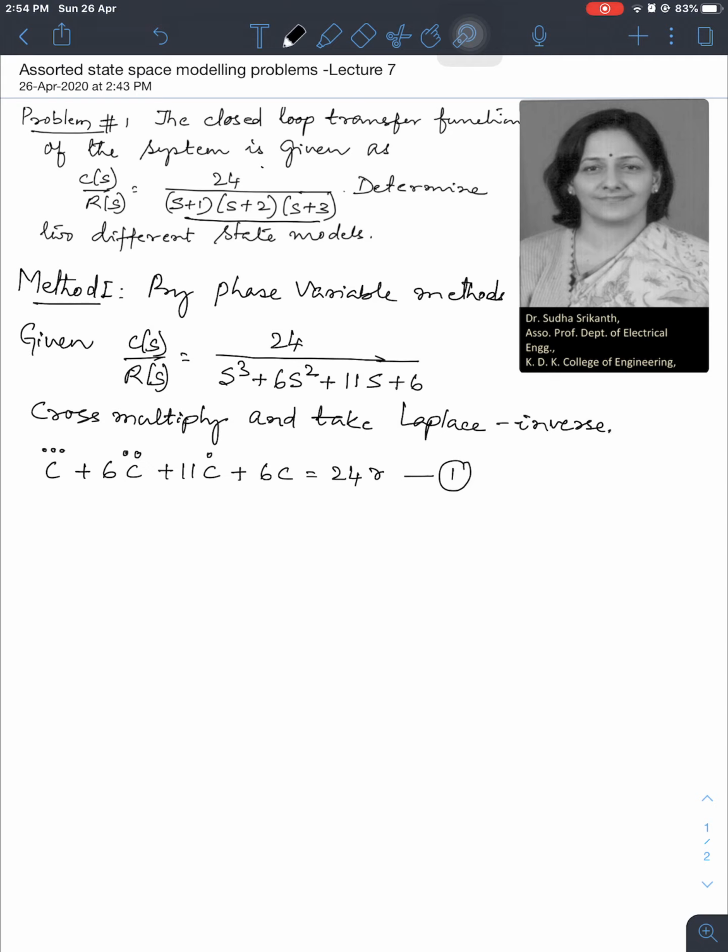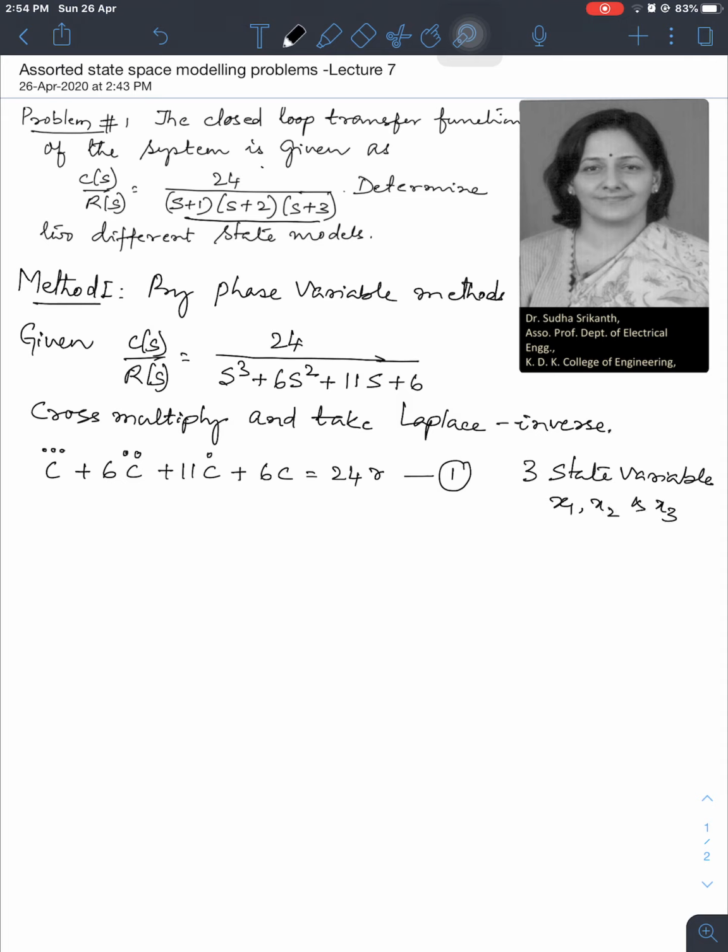So C triple dot, C double dot, C dot are the third, second and first derivatives of C respectively, where C is the output and R is the input. So we know all these things. This is a third order differential equation. So how many state variables are needed? Obviously 3 state variables are needed to define or model the system. So we name them x1, x2 and x3.